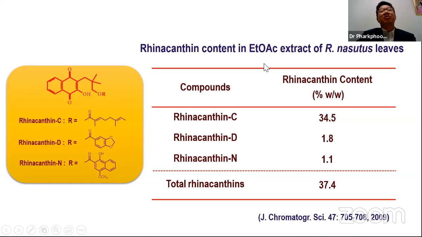But now the ethyl ester we cannot use for application in herbal products, because Thai FDA does not allow the use of toxic organic solvents in the preparation of the extract. And I think most countries also do not allow the use of organic solvents in the preparation of herbal extracts as well. So in the next example, I will show you how to modify to use clean technology for preparation of linacantin rich extract. But at that time, this work we did in the year 2009. So at that time, we did not use a clean technology.